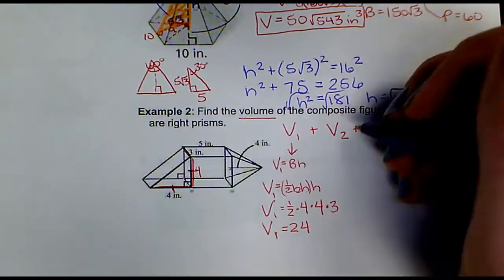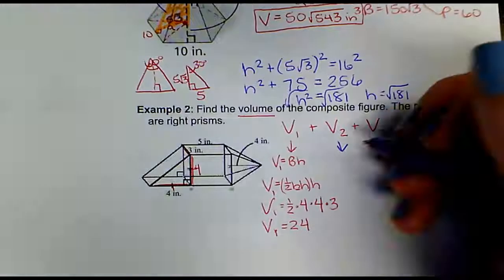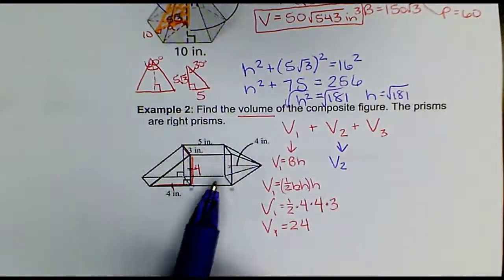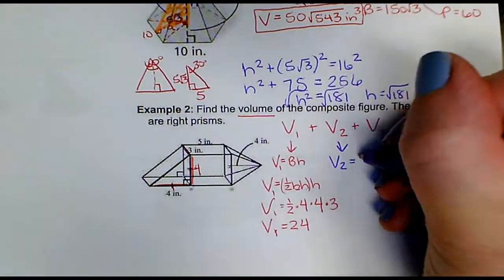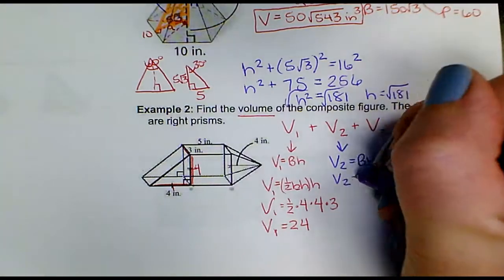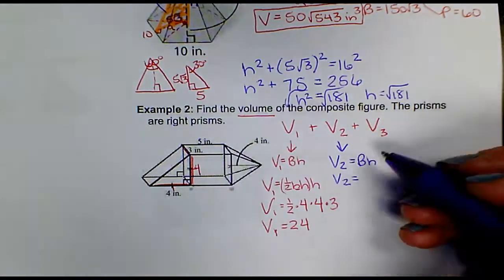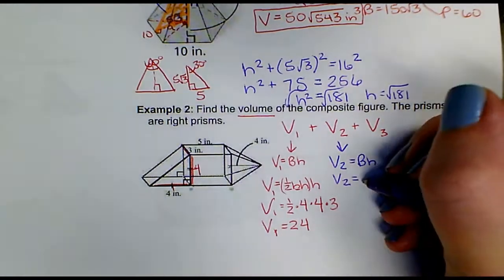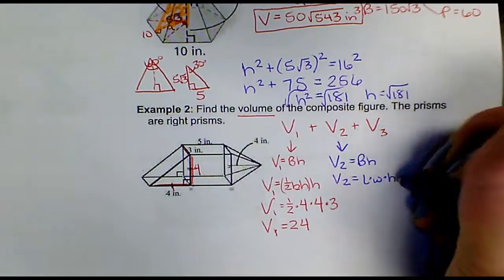Second prism, and I'll do this in a second color. So we have a prism here. My formula for a prism is the area of the base times the height. Remember that for a rectangular prism, the base is a rectangle, so we have length times width and then times the height of the prism.